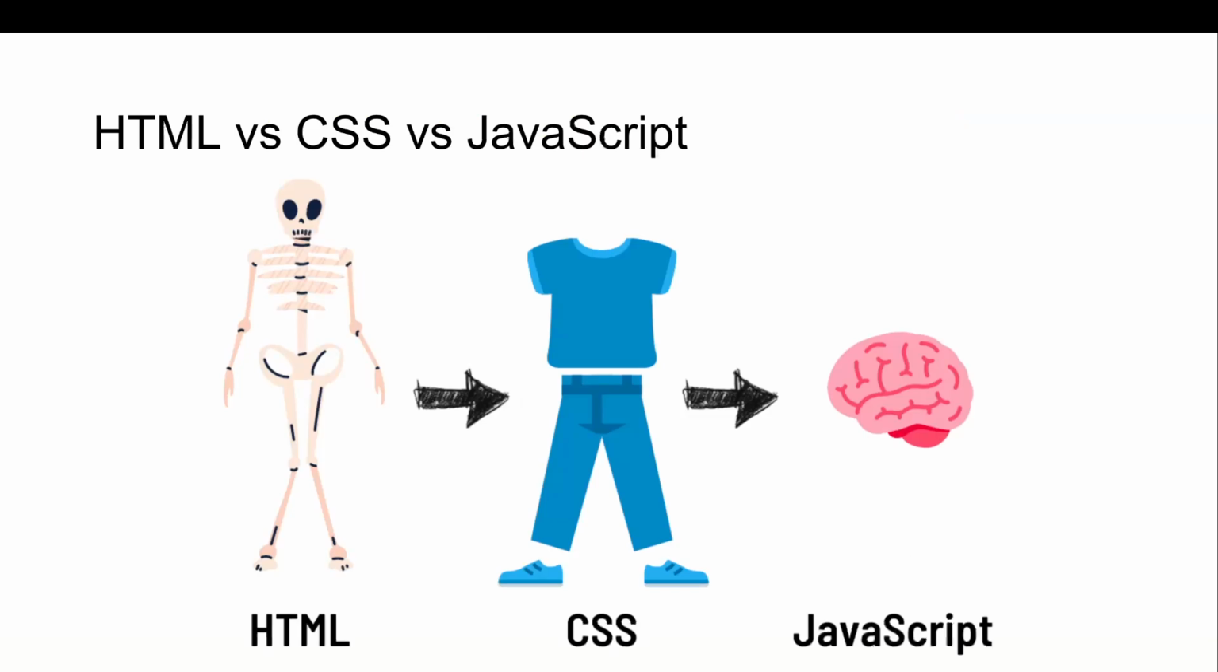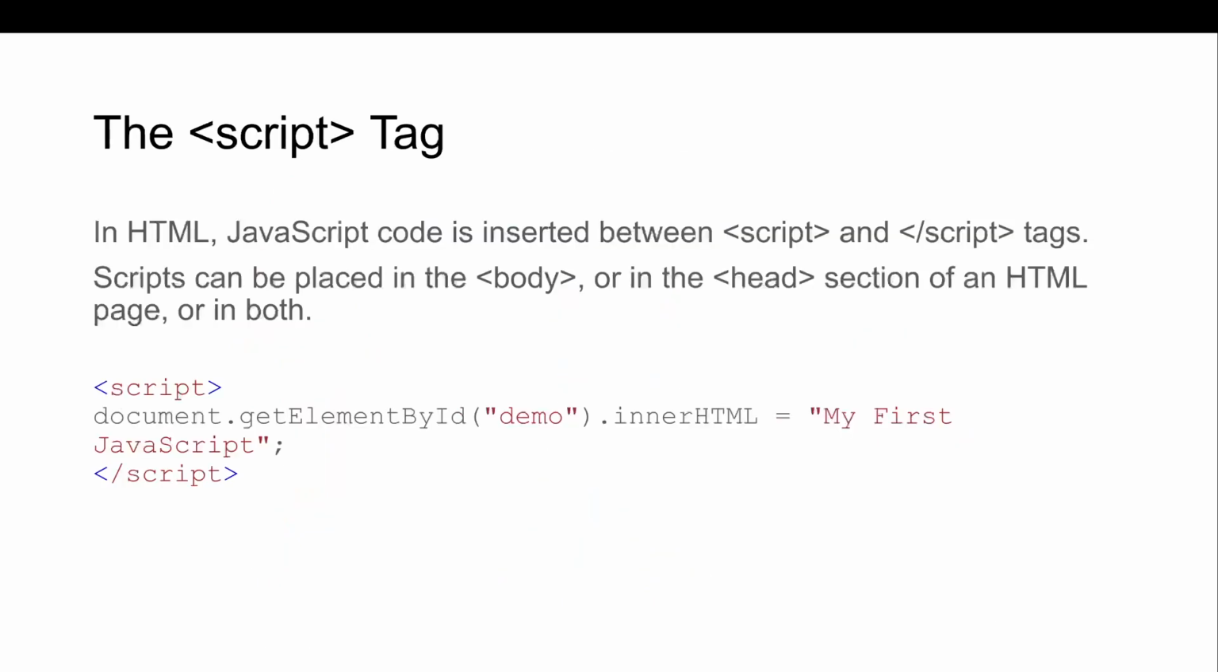JavaScript is like a brain. JavaScript is where you do the business logic. HTML is the structure, and CSS is for styling. So JavaScript is where you do the business logic: what to show, what not to show. If you use conditions, you can decide what to do. You can basically do algorithms using JavaScript. So there are three ways of writing JavaScript.